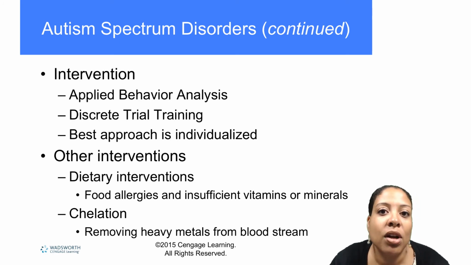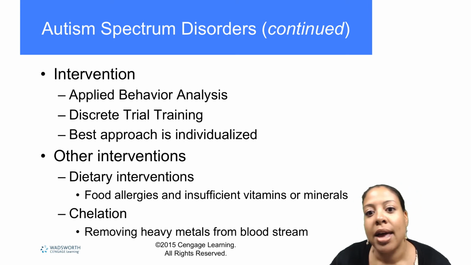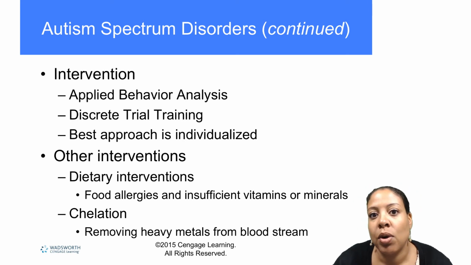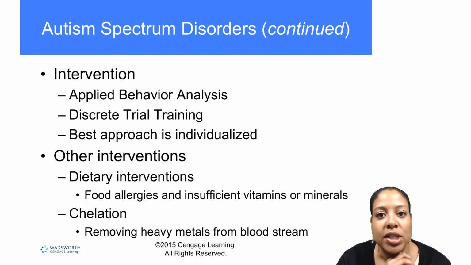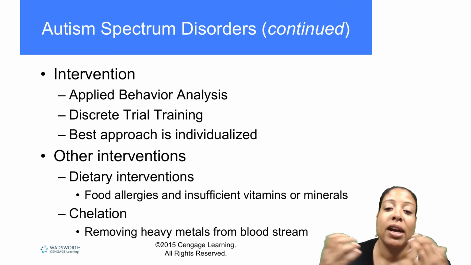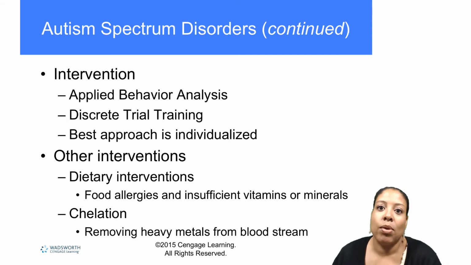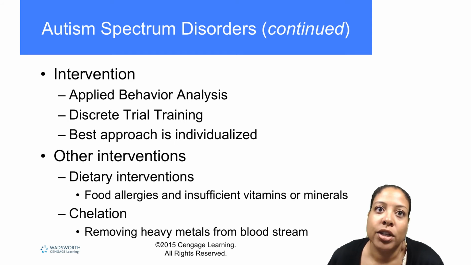There's also something called chelation, which is removing heavy metals from the bloodstream. This can be done either through IV fluids or through pills, where the medication, once it gets into your body, binds to whatever metallic substances, whether it's lead or arsenic, etc., and then it comes out when you urinate. So that would be chelation as an intervention approach.